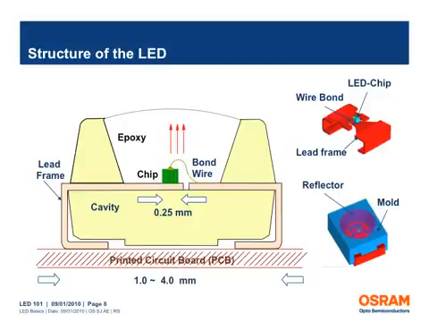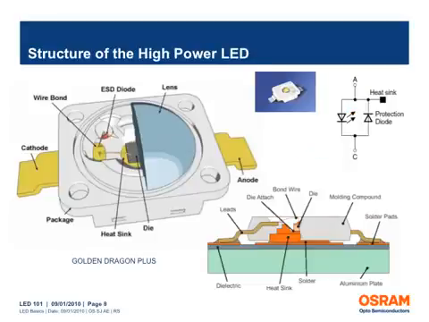The cavity is filled with epoxy resin and serves as a reflector to extract the maximum amount of light out of the package. This image depicts the construction of a high-powered LED package, the Golden Dragon Plus. The light source of the Golden Dragon Plus is a highly efficient semiconductor die mounted directly on an integrated heatsink in a pre-mold package. The silicone encapsulant in the package is formed into a lens which optimizes efficiency by allowing more of the generated light to be extracted from the package.